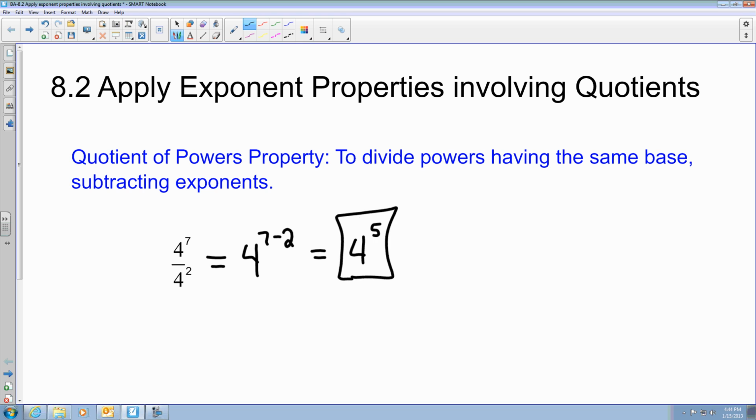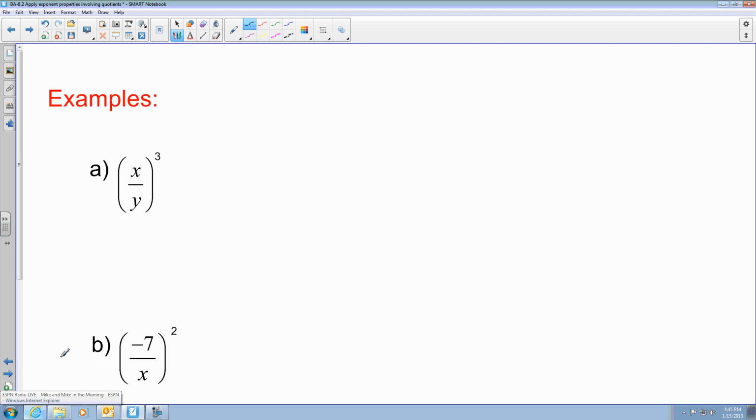So if we were to generalize this and say, instead of using numbers, we had a variable such as a, to the m power divided by a to the n, this would be a to the m minus n. So that's the general definition for the quotient of powers property.